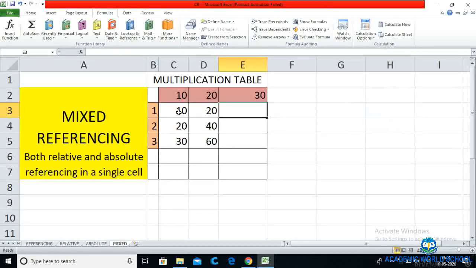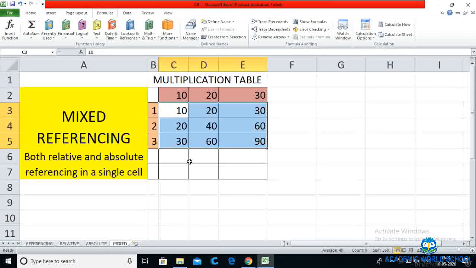But the thing is that I am not here to make you learn about the multiplication table of 10, 20 and 30. I need to show you the result. That means I need to make you understand about mixed referencing. So 30 multiplied by 3 will be 90. So this will be the answer. This will be the result that we will be getting.